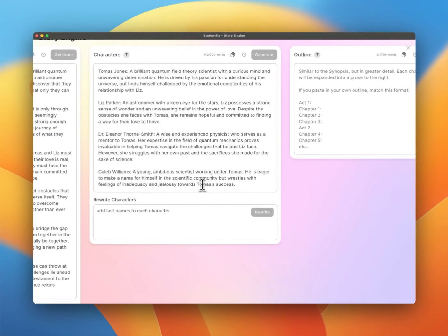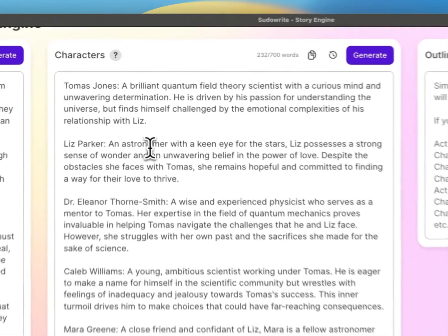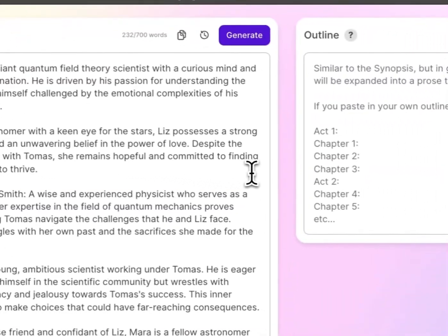Okay, so it added some. Tomas Jones, Liz Parker. And of course, these are just suggestions, right? You can go in and edit these. This is a good starting point. Now let's move on to outline.